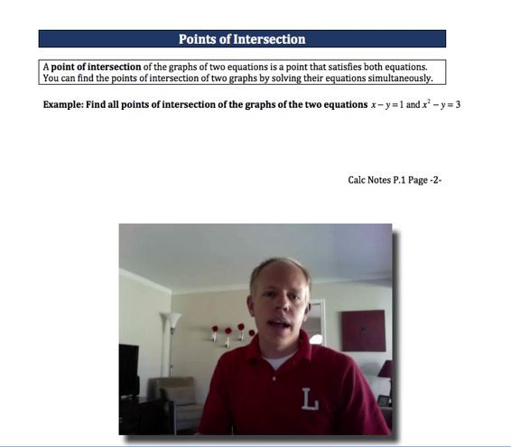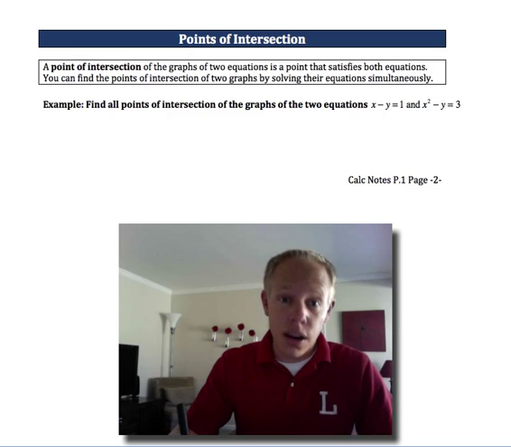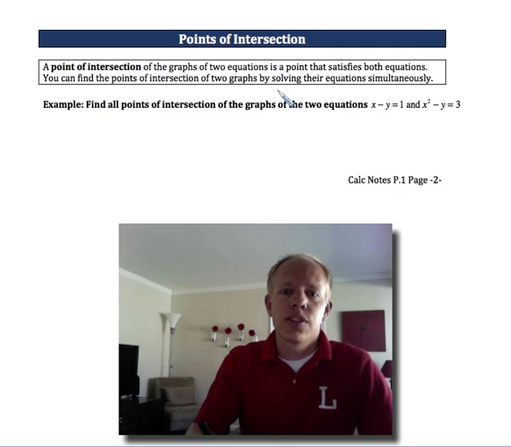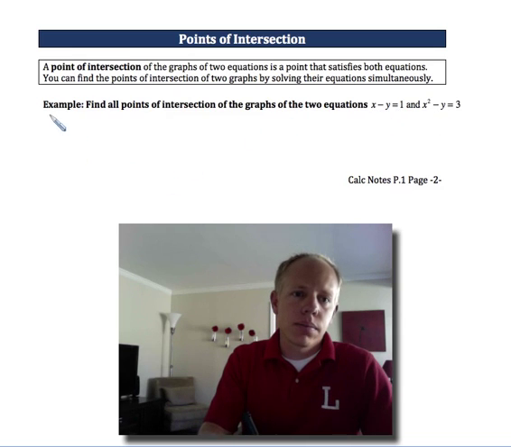And it's going to be our last example, so thanks for hanging in there. We're almost done. A point of intersection of the graphs of two equations is a point that satisfies both equations. So anything that intersects is the same in both of them. We can find the points of intersection by solving their equations simultaneously. What we want to do here is solve both equations for the same variable. So let's go ahead and solve both equations for y.